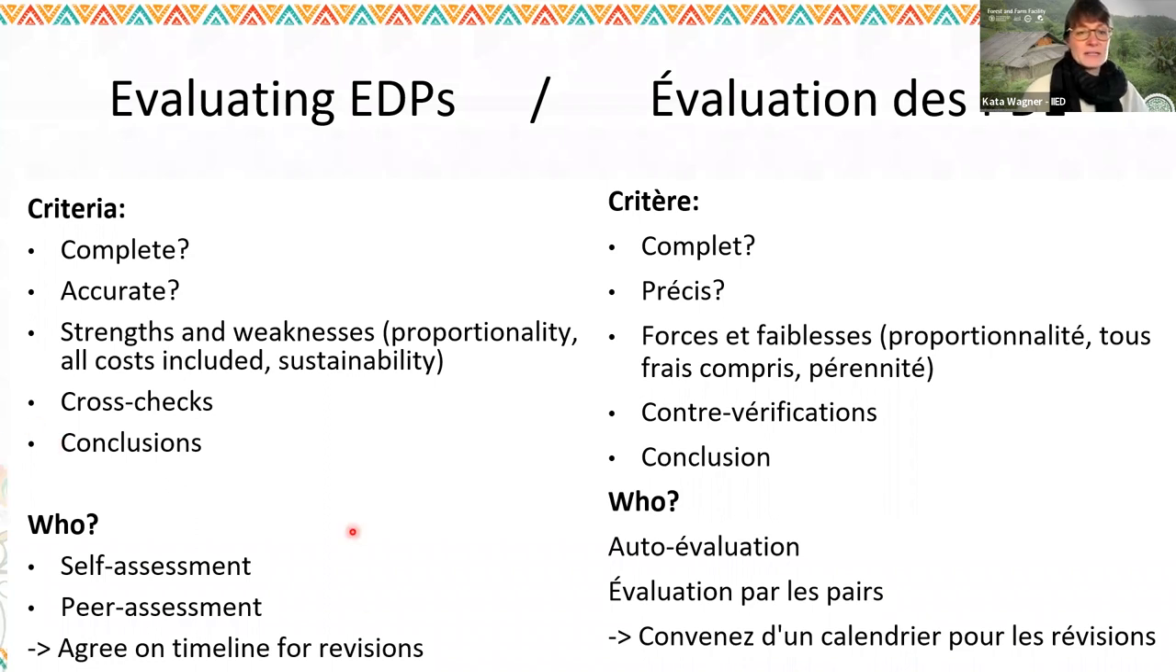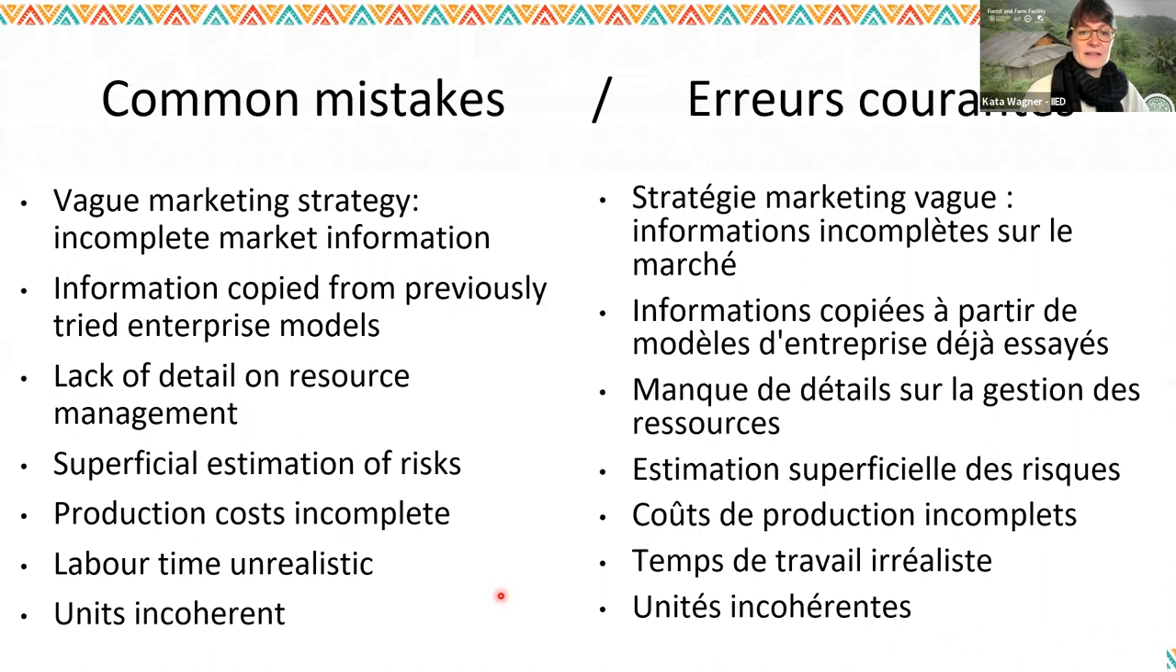Okay, I've already started talking about some common mistakes, and I've listed them here on two slides. There are quite a few things that can go wrong. What could be a problem is, for example, that the marketing strategy is quite vague. This will give you an indication as a facilitator that maybe the market survey was incomplete and there is some missing information. Or it might look like the information is copied from previous or other tried enterprise models. Of course, this means that the entrepreneur did not do all the calculations and all the strategizing him or herself.